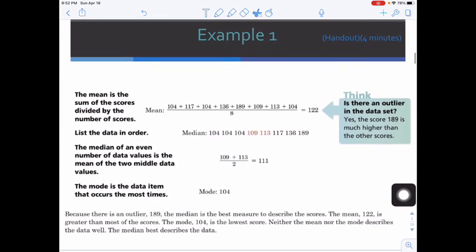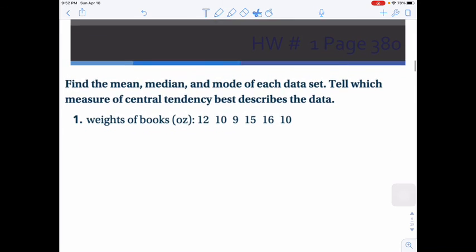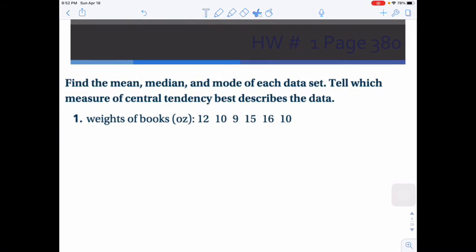The work for this problem is written out on the next slide, and now I would like you to try homework number 1 on page 380. Find the mean, median, and mode of each data set. Tell which measure of central tendency best describes the data. We have the weight of books in ounces: 12, 10, 9, 15, 16, and 10.